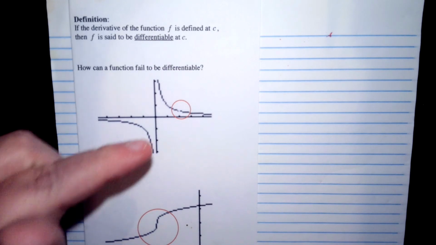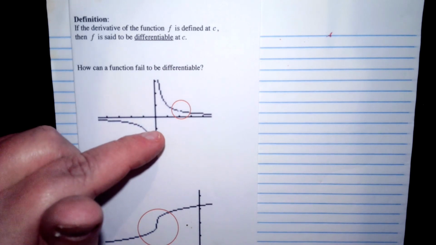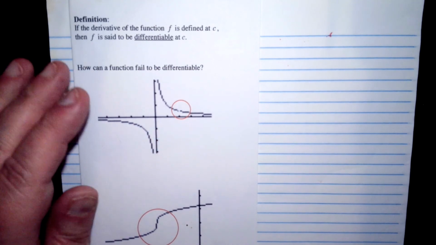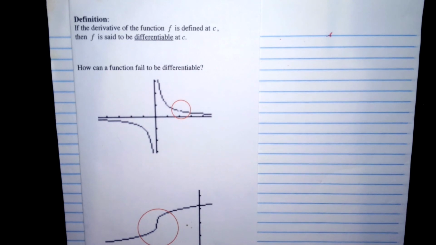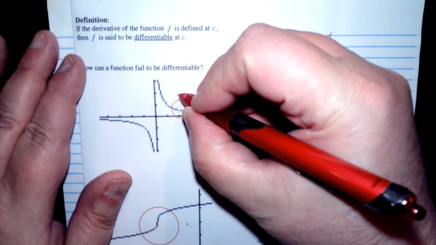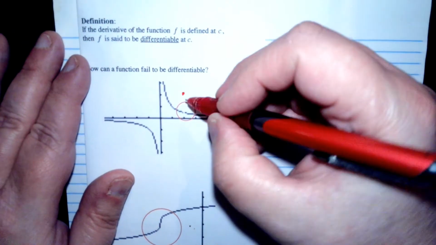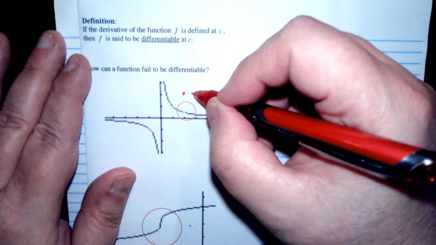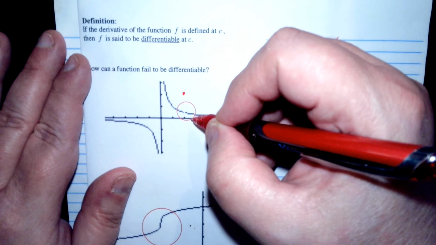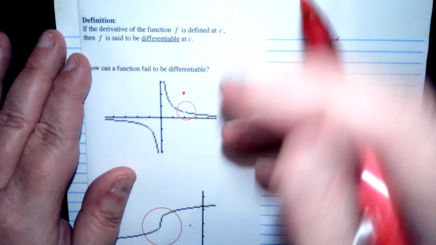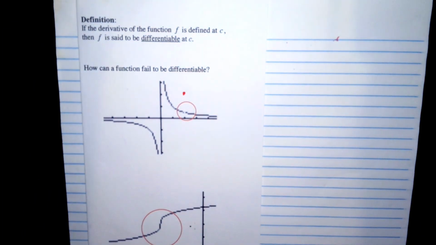But we can actually extend this to all discontinuities. This is a point discontinuity. At any point discontinuity, the function is going to be non-differentiable. Even if we, say, added a point in up here, you couldn't draw a tangent line through this point that would really indicate what a tangent line is supposed to indicate, the direction of the graph at that point.